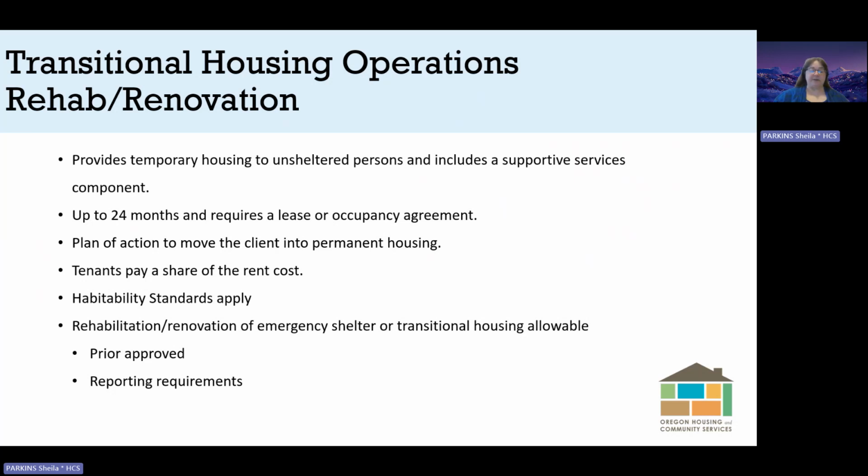Such use of funds must be pre-approved before incurring any expense, and grantees must follow the reporting requirements for this activity. Again, see the HSS Program Standards Guidance for more specificity.